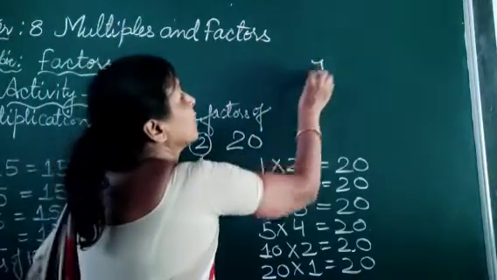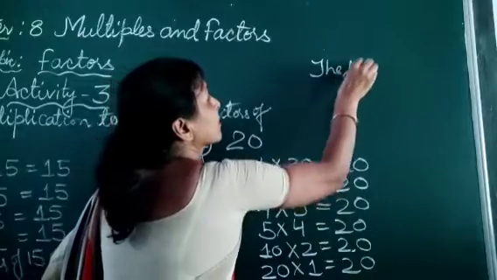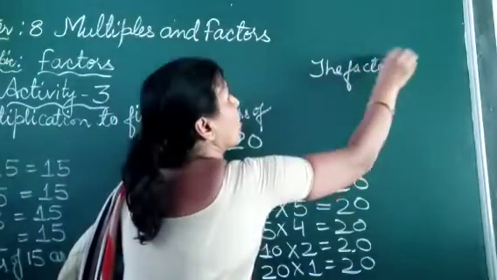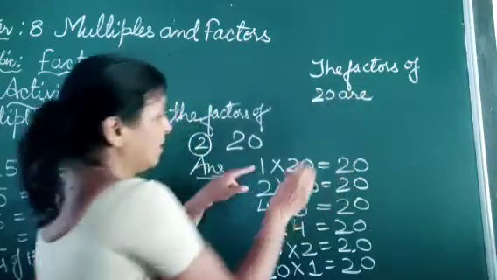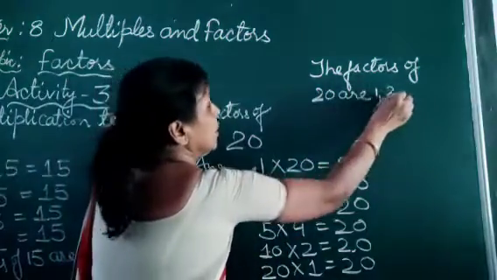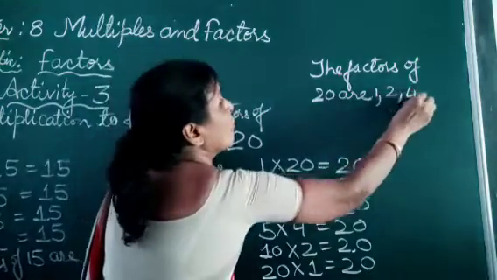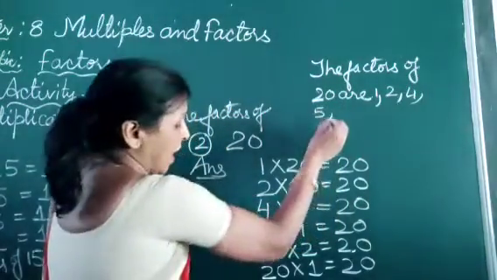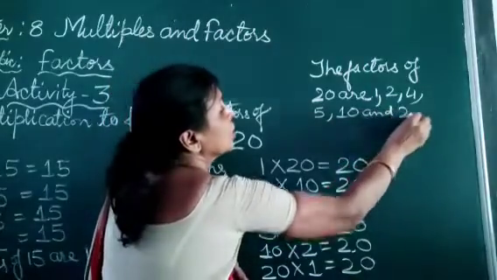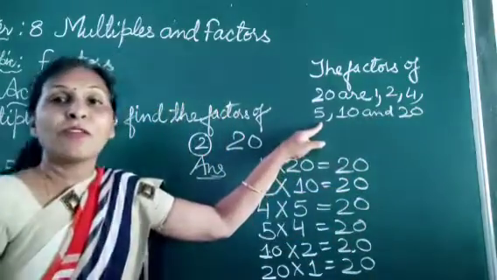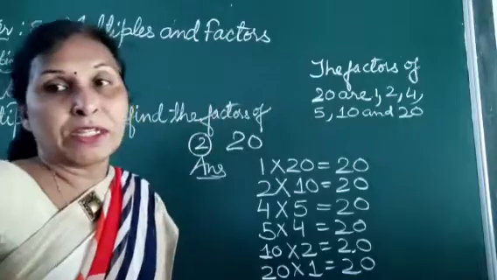And we write the factors of 20 are 1, 2, 4, 5, 10 and 20. These are the factors of 20.